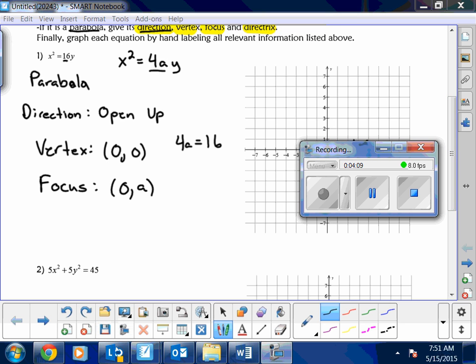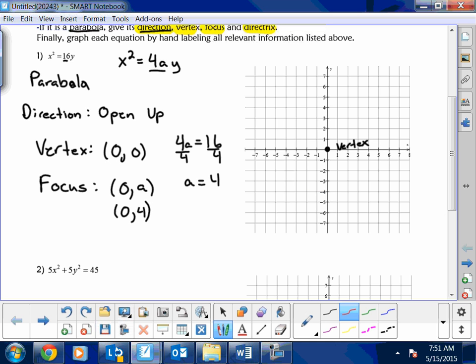Okay, great. So from here to solve for a, all we have to do is divide by 4, and we'll get this lovely answer that says a is 4, which just means that this is really (0, 4). That's going to be my focus. So my focus will be this red point at (0, 4).